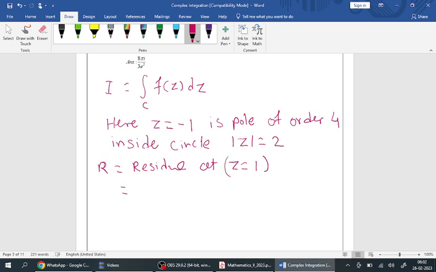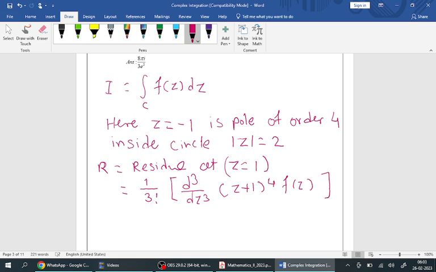So we have 1 upon (n minus 1) factorial, where n is 4 here. If you want, you can write the formula first, but I will directly start here. 1 upon (n minus 1) factorial means 1 upon 3 factorial. The (n minus 1)th derivative means the third derivative, d cube by dz cube. And we have to multiply by the same factor, so this is (z plus 1) raised to 4 into f(z).